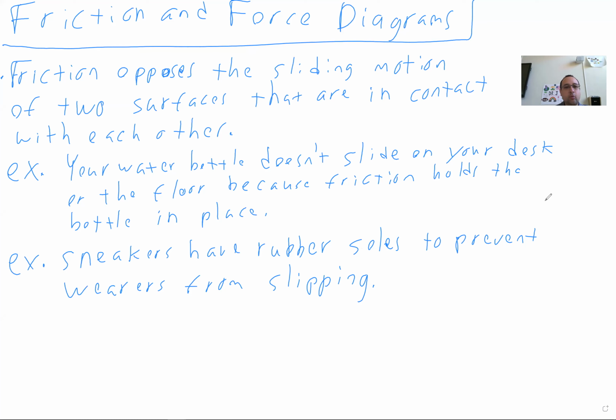Your water bottle, when you set it on your desk or on the floor, doesn't slide around on its own because friction holds the bottle in place. Similarly, you don't slip and slide around if you're wearing sneakers because your sneakers have rubber soles, to prevent whoever wears sneakers from slipping around while they're moving.